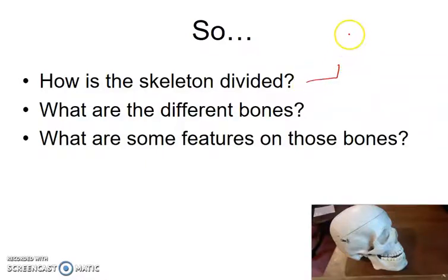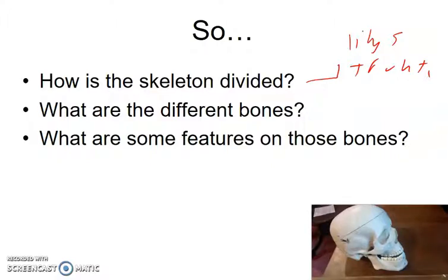Top and bottom, limbs, and trunk. Sorry, I'm writing this at an angle. How else could you divide it? Front and back, long bones and short bones. There's lots of different ways. What are some of the different bones?